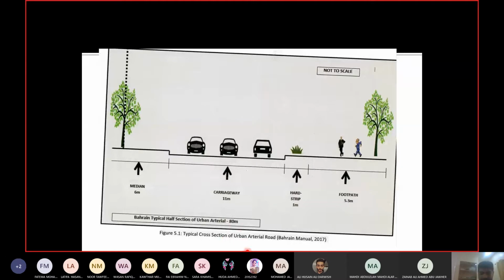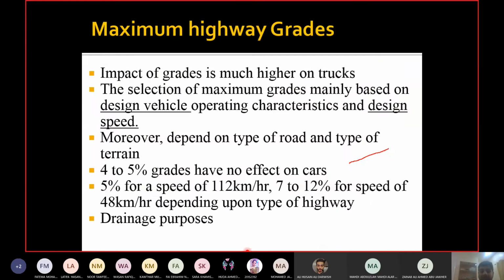Then we have gradients. So gradient is the third type of slope you are studying for the highway. We have studied cross slope, we have studied side slope, and now we are studying gradients. Cross slope is the slope of the lane or the shoulder, and you can see it in the cross section. Side slope is the slope of the embankment, again you can see it in the cross section. Gradient is the longitudinal slope along the length of the road, and you cannot see it in the cross section.